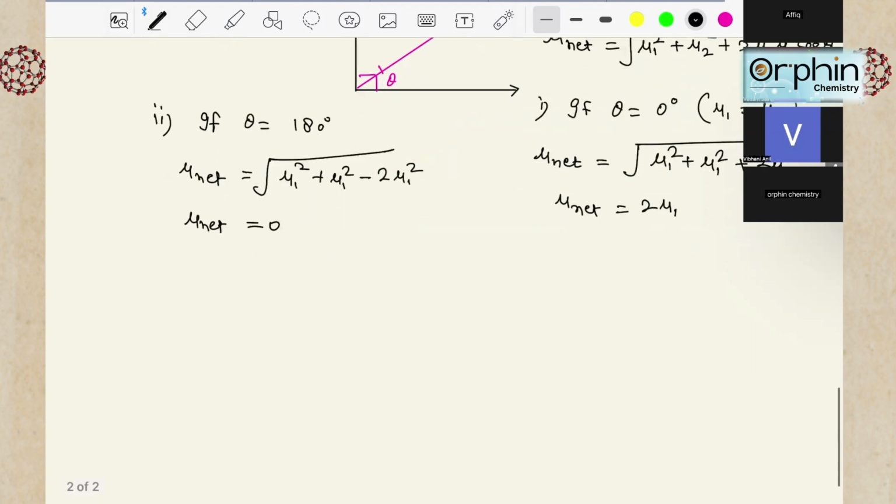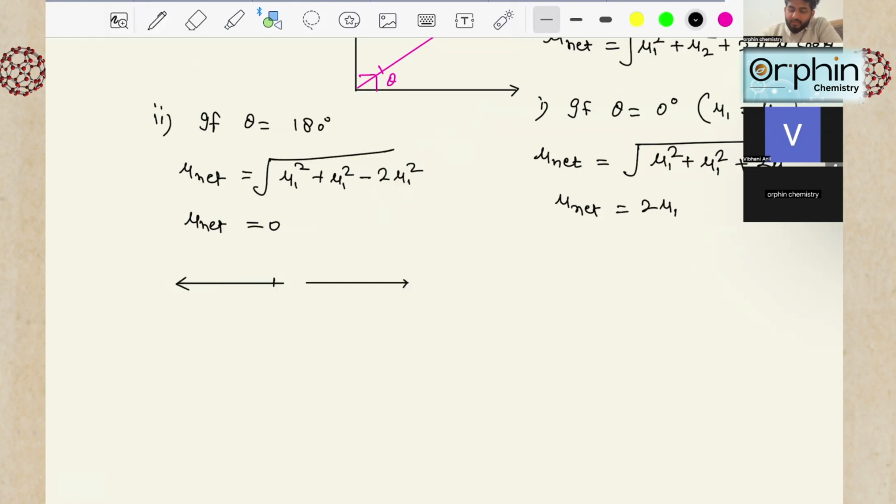So we are calculating this, but we should understand the significance also. When the two dipoles are equal and opposite, then of course they will cancel each other. So the overall dipole moment will be 0. Right? Yes, Vedant.